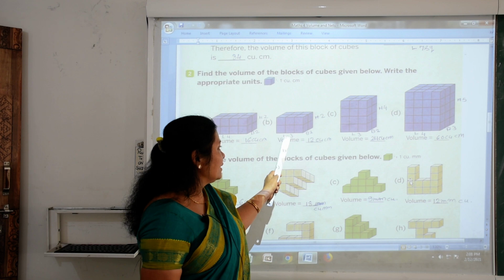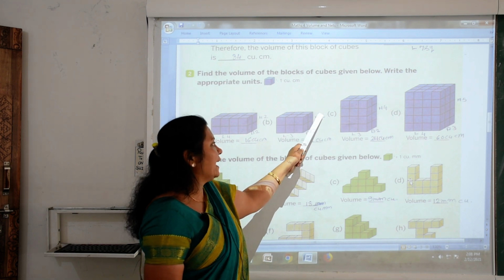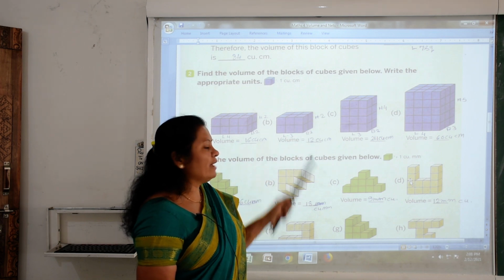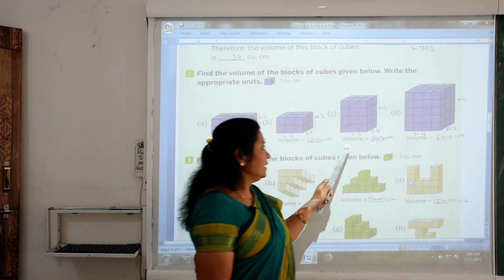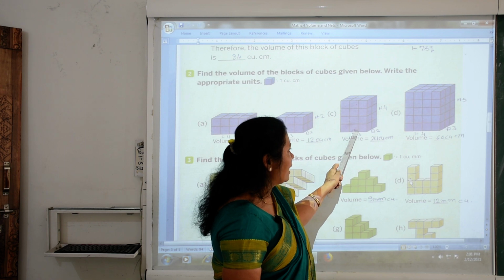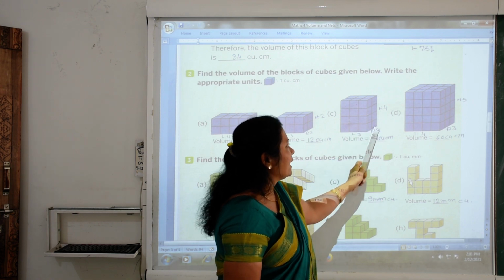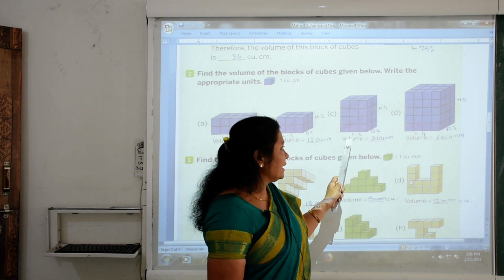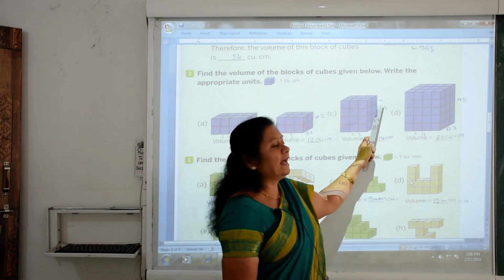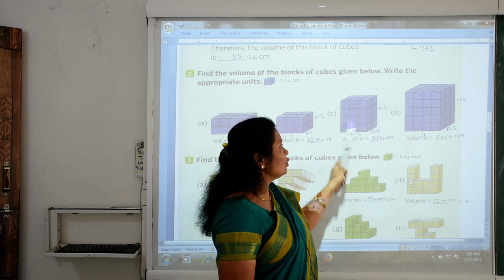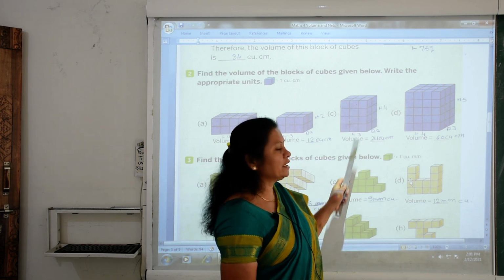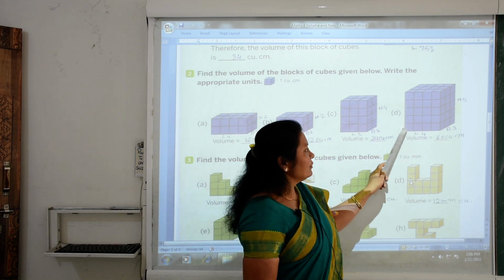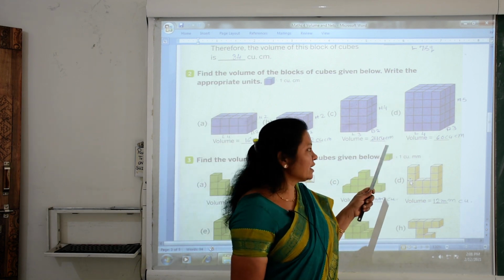So here length is 3, breadth is 2 and height is equal to 2. 3 2s are 6, 6 2s are 12 cubic centimeter. Then here length is equal to 3, breadth is equal to 2 and height is equal to 4. 1, 2, 3 and 4. So multiply length, breadth and height. So total how many cubic centimeters here? 24 cubic centimeter.